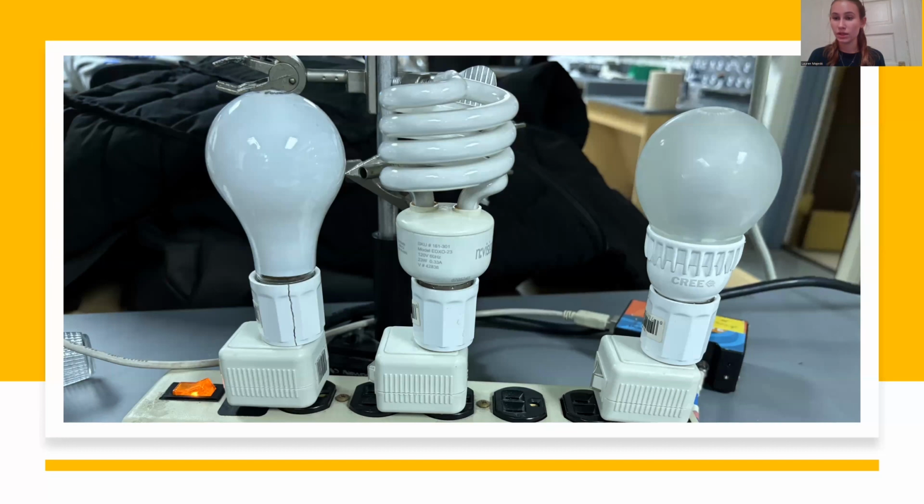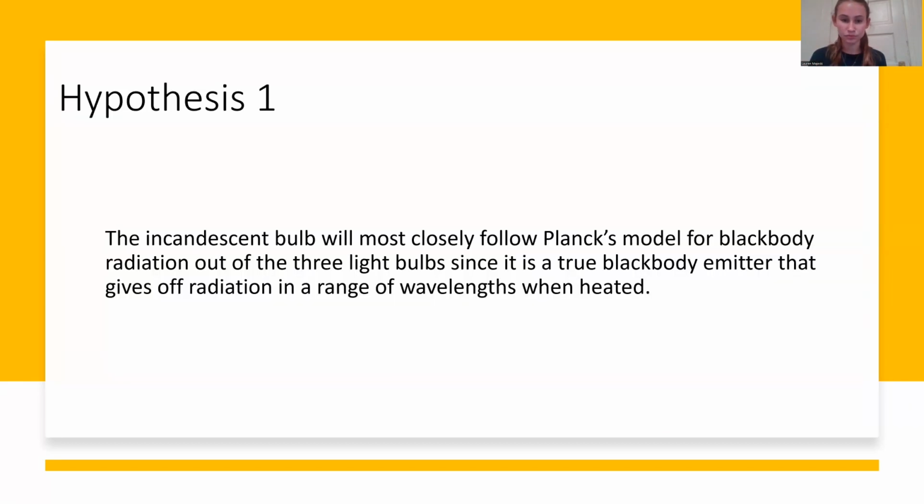In this experiment, we collected the ultraviolet visible spectra of 3 light bulbs using an Ocean Optics spectrometer and a fiber optic cable. The 3 sources are an incandescent light bulb, an LED light bulb, and a fluorescent light bulb.